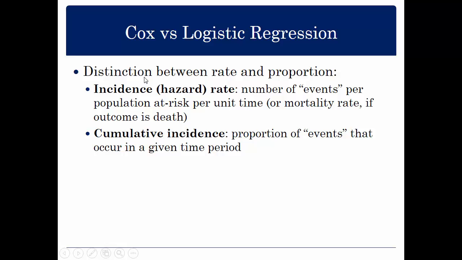So there's a little bit of a distinction that we need to make here between what's called a rate and a proportion. An incidence rate or a hazard rate describes the number of events per population at risk per some unit of time. So again, there's a timing component. It may be a month, it may be a day, it may be a year, it may be a decade. The cumulative incidence represents the proportion of events that occur in the given time period.